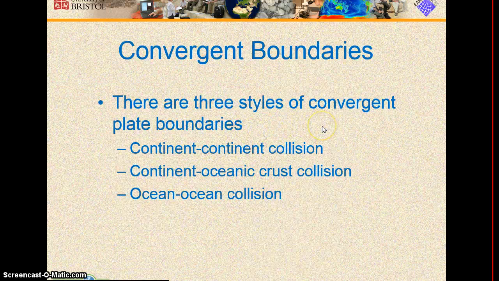All right, convergent boundaries. There are three types. First type is one where continent hits into a continent collision. Another one where you have the continent that's going to collide into the oceanic. And then one where you have ocean to ocean collision. Go ahead and write this.